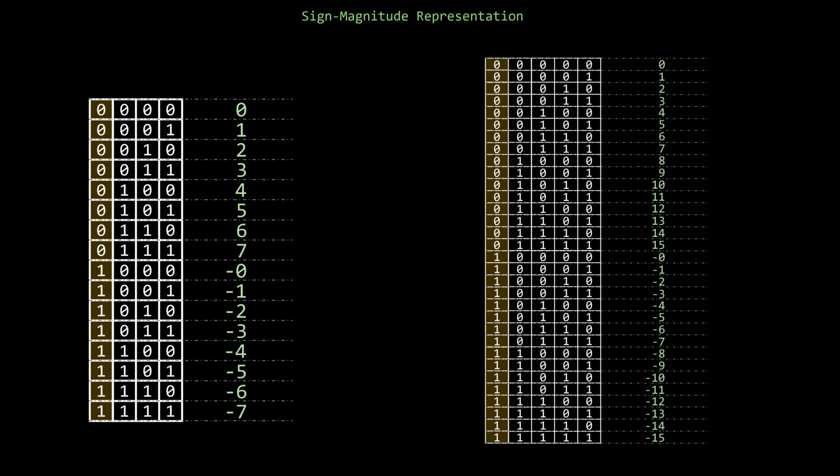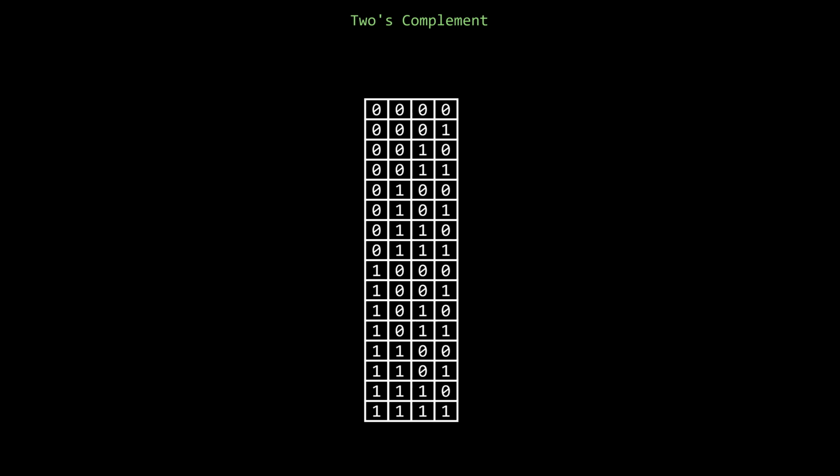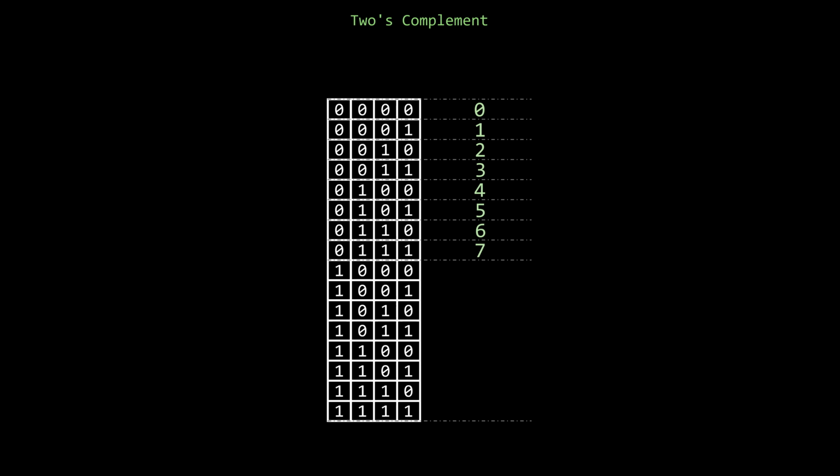Okay, but then how do modern computers represent negative numbers? Well, that is where 2's complement comes into play. Consider every possible combination of a fixed-length bit sequence, 4 bits for example. The first half of those combinations encode non-negative numbers using their natural binary representation. The second half encode negative numbers.